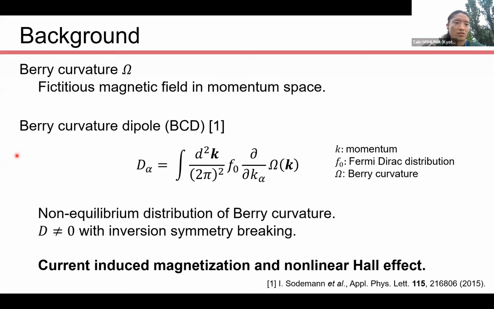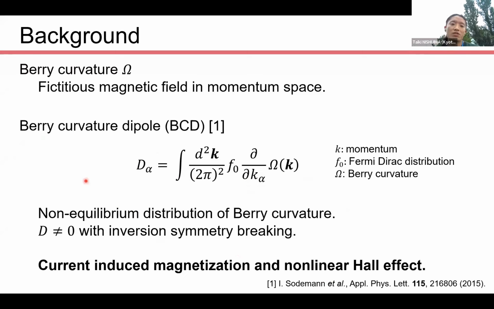Berry curvature is often referred to as a fictitious magnetic field in momentum space. Recently, the Berry curvature dipole has been proposed by Sodemann and Fu, which is basically a total derivative of Berry curvature in momentum space. It describes the non-equilibrium distribution of Berry curvature, and it can have a non-zero value when the inversion symmetry of the material is broken.